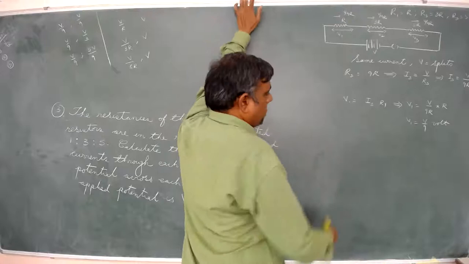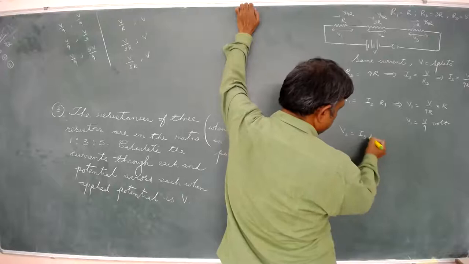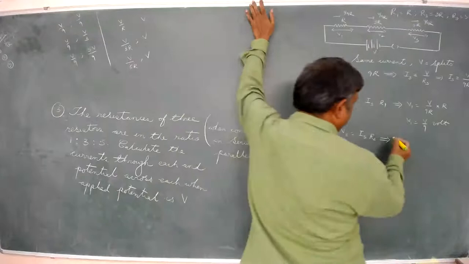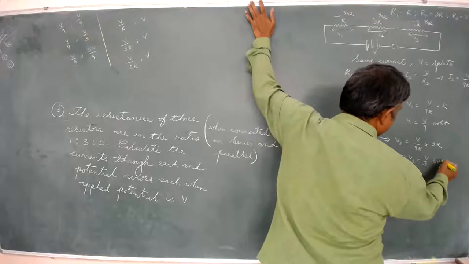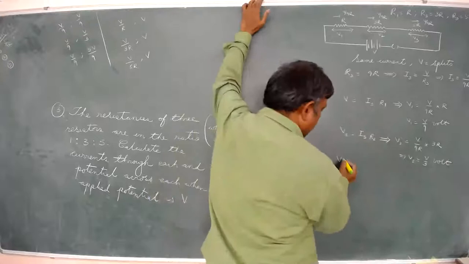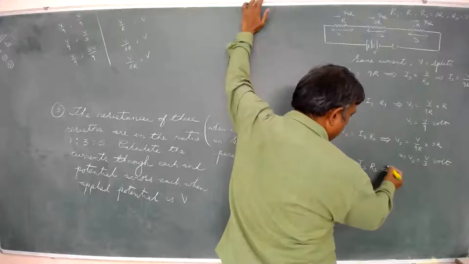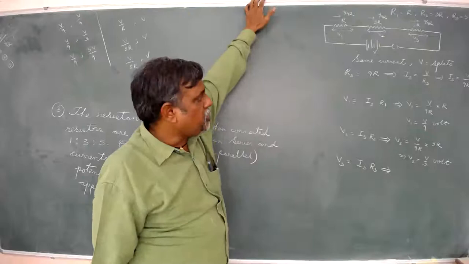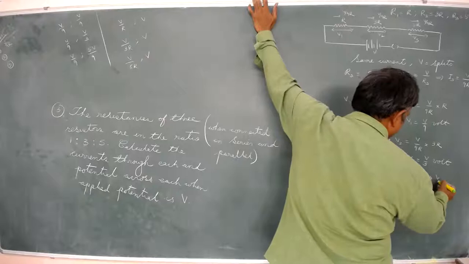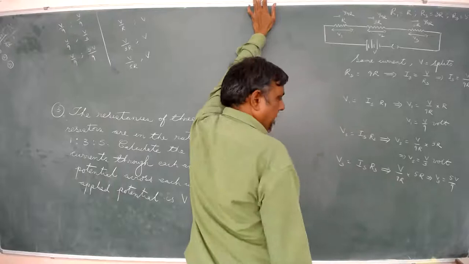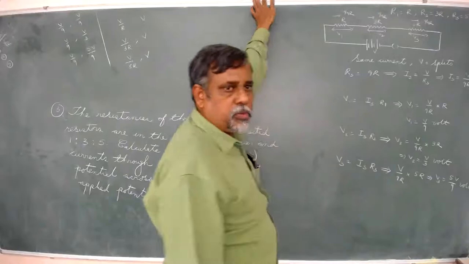Did you get the same thing? Yes. Now coming to the second, V2 is equal to effective current into R2. So V by 9R into 3R, that implies V2 is equal to V by 3 volt. Now potential across the third one: effective current into the resistance of the third resistor, IS into R3. That is V by 9R into 5R, so V3 is equal to 5V by 9 volt. So this is what the series combination is.